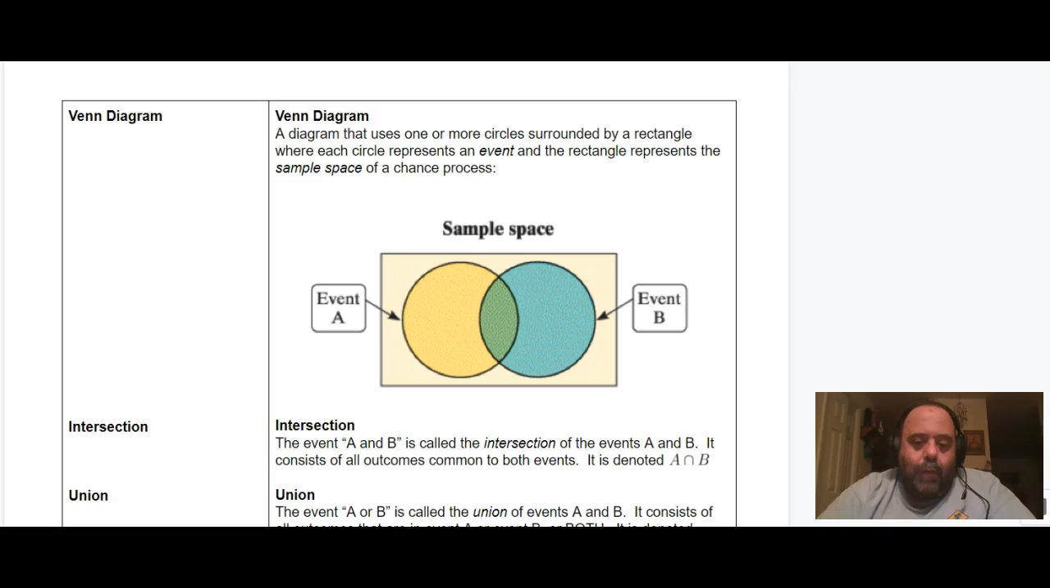If the circles have overlap, then it's possible for both events to occur at the same time, so they're not mutually exclusive. Mutually exclusive events would look like two circles that don't touch each other. They mutually exclude each other. If you're in the A crowd, you cannot be in the B crowd because the A crowd does not want you in the B crowd. And if you're in the B crowd, you can't be in the A crowd because the B crowd does not want you in the A crowd. So they mutually exclude each other. You've probably met some groups of people that are mutually exclusive in your life.